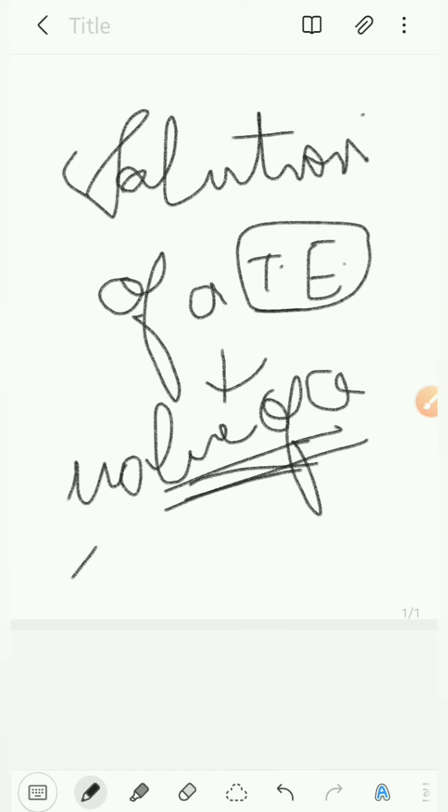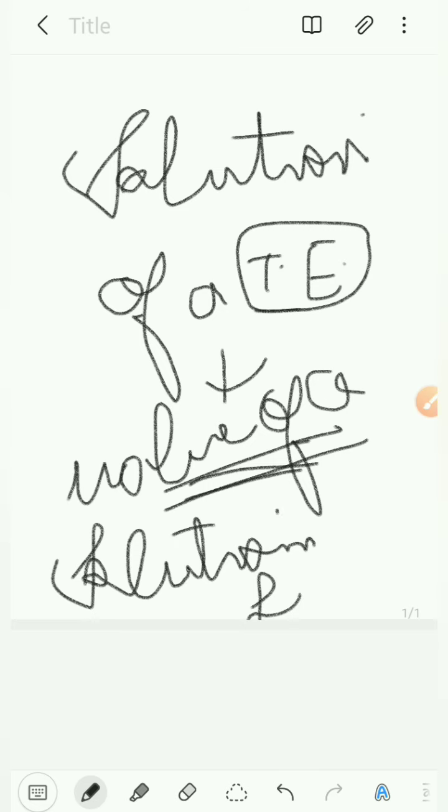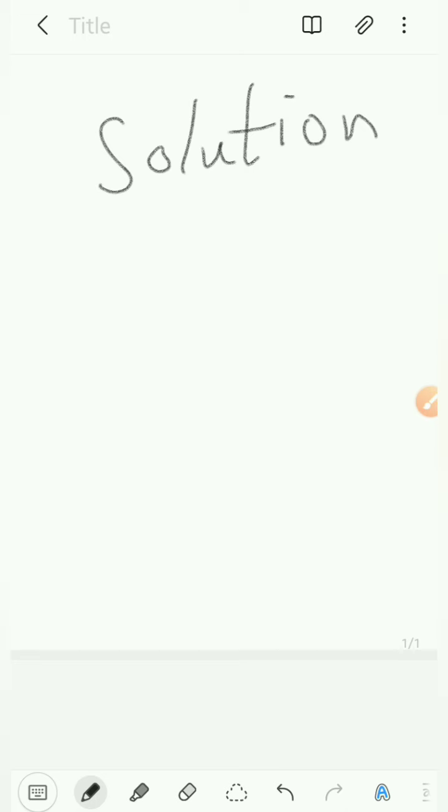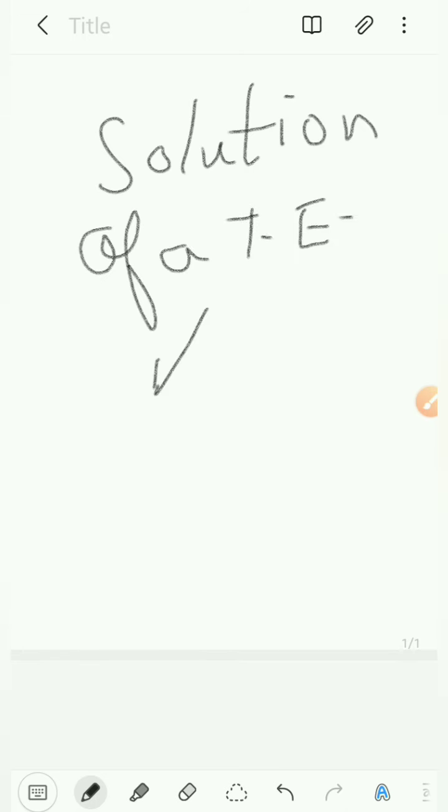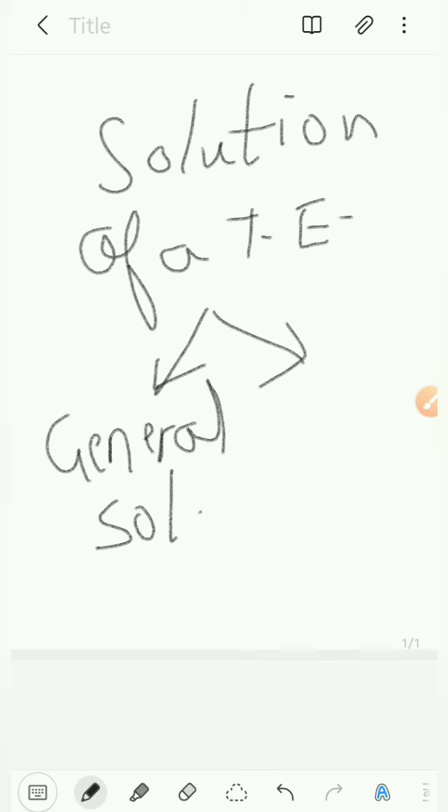Now, we also have a term solution set. What is a solution set? The set of all solutions together is called the solution set. Any solution of a trigonometric equation will be of two types. One is general solution and the other one is principal solution.